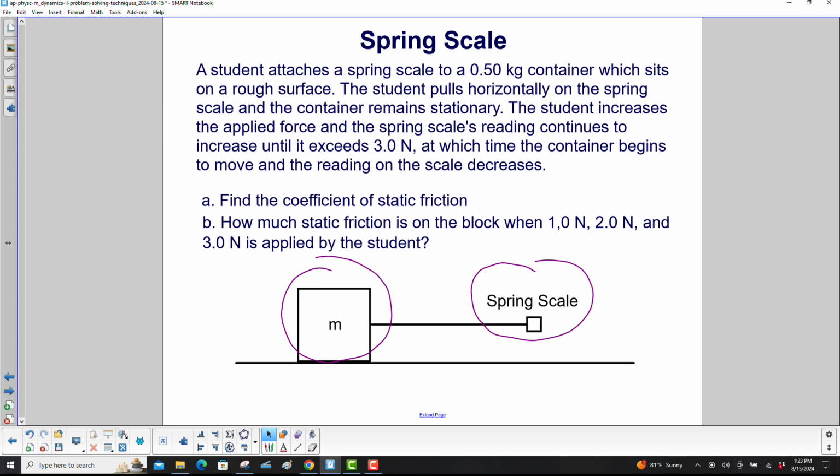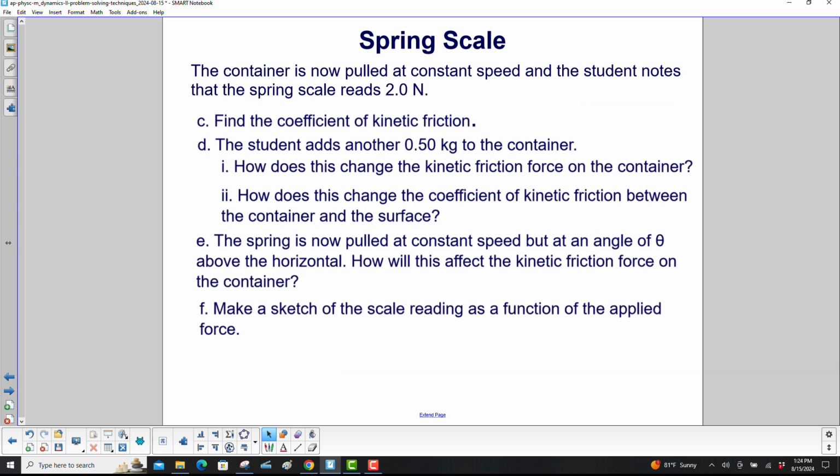A. Find the coefficient of static friction. B. How much static friction is on the block when 1 newton, 2 newtons, and 3 newtons is applied by the student? The container is now pulled at constant speed and the student notes that the spring scale reads 2.0 newtons. C. Find the coefficient of kinetic friction.